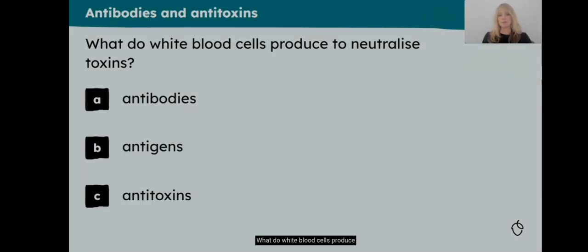Okay, what do white blood cells produce to neutralize toxins? A, antibodies, B, antigens, or C, antitoxins? I'll give you a moment to think about it, but if you need more time, please pause the video. Okay, did you realise that it was antitoxins? Those are the ones that are able to respond to toxins. Antibodies, remember, they're complementary to the antigens that we find on the surface of pathogens.